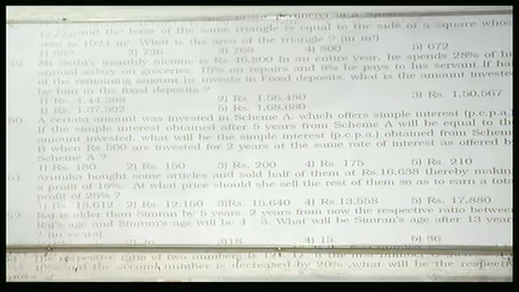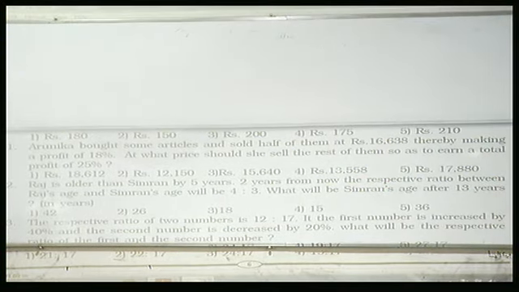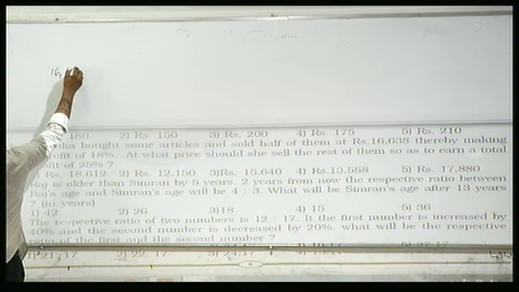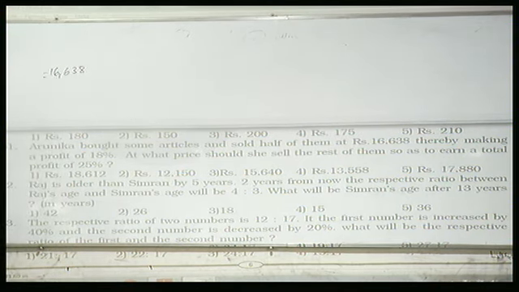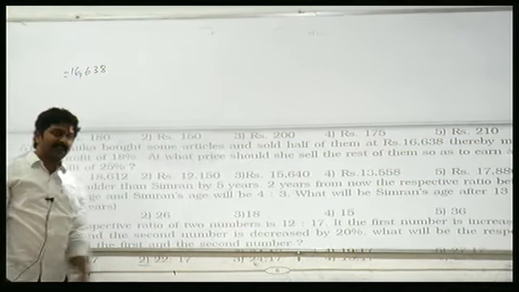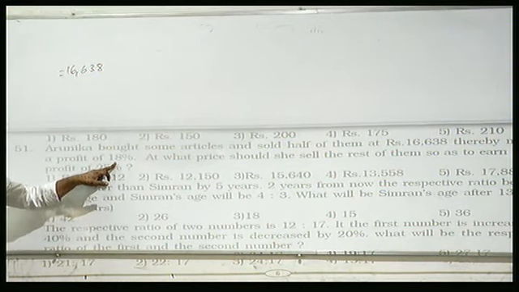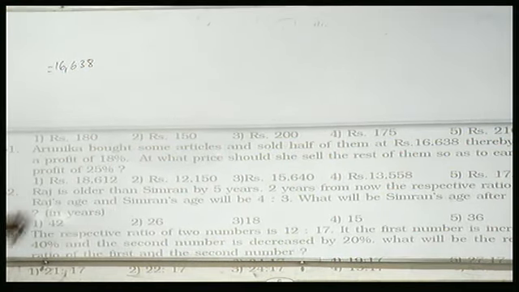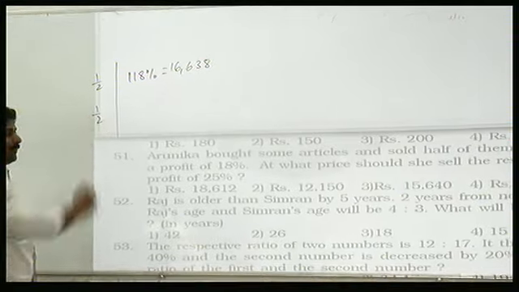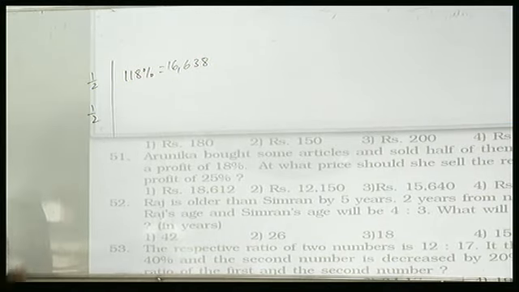Next, Arunika bought some articles and sold half of them at 16,638 rupees, thereby making a profit of 18%. So 16,638 rupees is what? Selling price. He sells the article for 16,638 and gains 18% on it. So if it is 18% profit, selling price becomes 118%. So half of the articles were sold, remaining half we have.